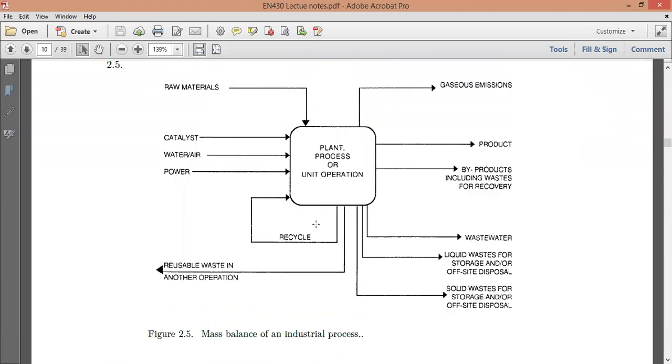Okay, so there's this recycle component. Something comes out and then it's taken back in. So now you imagine, you need to come up with the mass balance, and this becomes a bit more complicated, isn't it? Because there's that loop that's been formed.